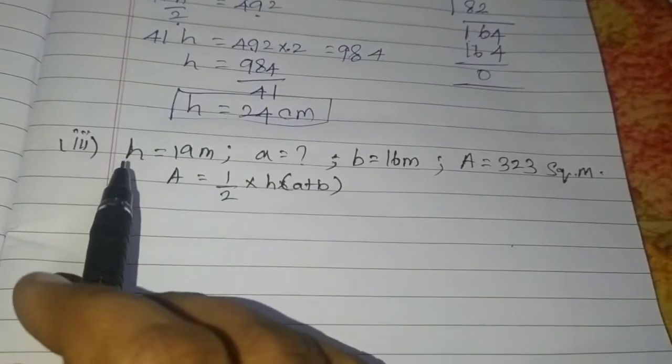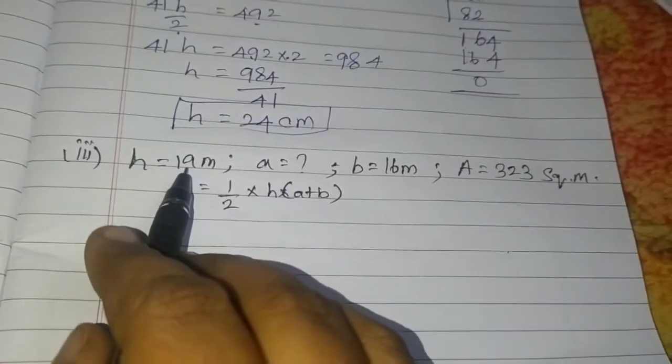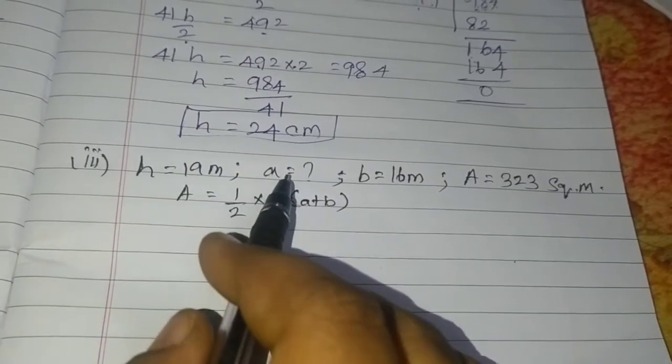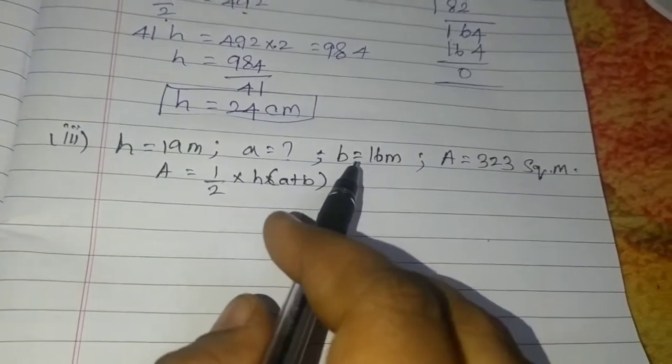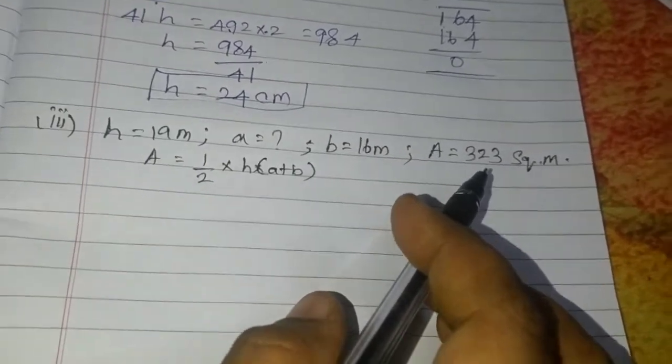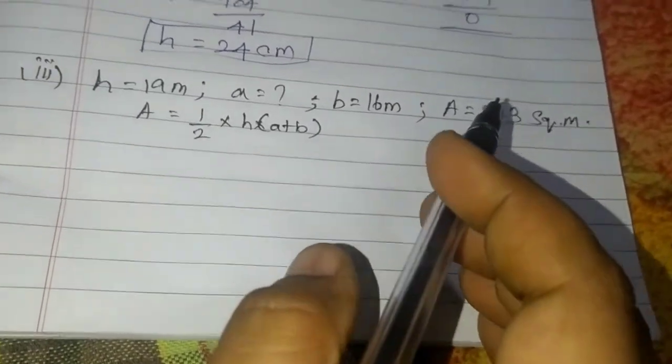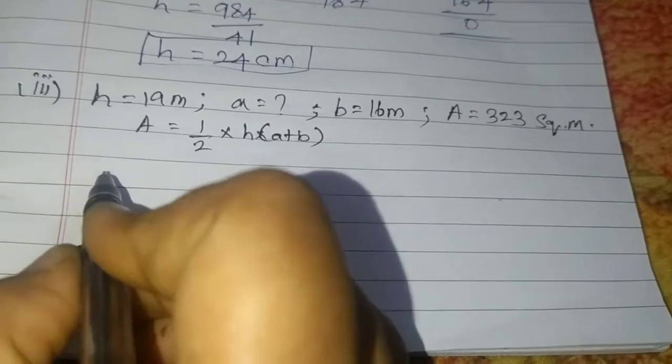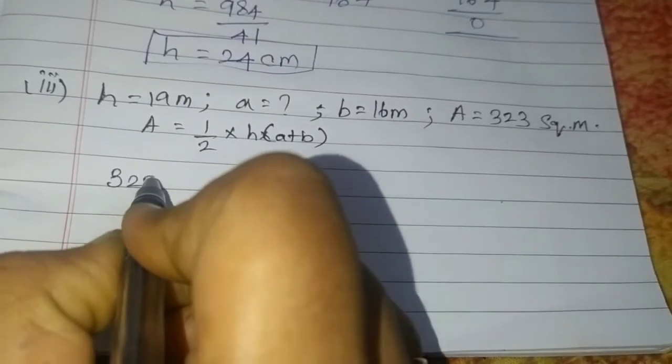Children, this is the third sum. Okay, so the h value they given is 19 meter, the a value we have to find, the b value is 16 meter, and capital A, that is the area value, is 323 meter square. Okay, we have to substitute it here. You just listen carefully children.